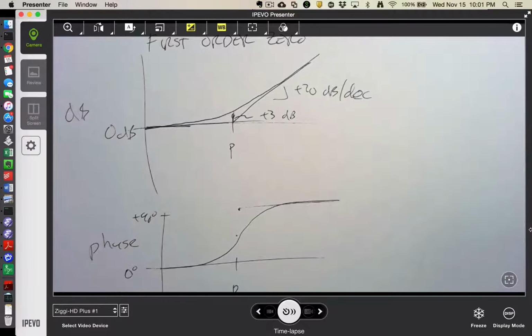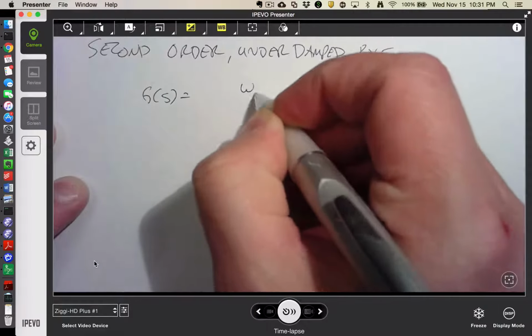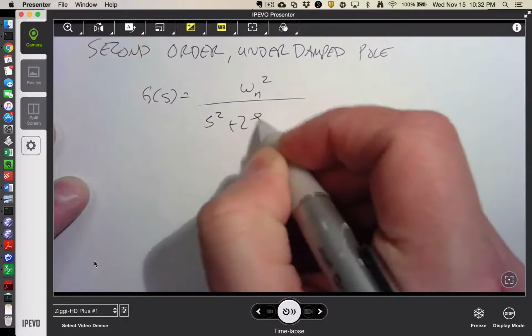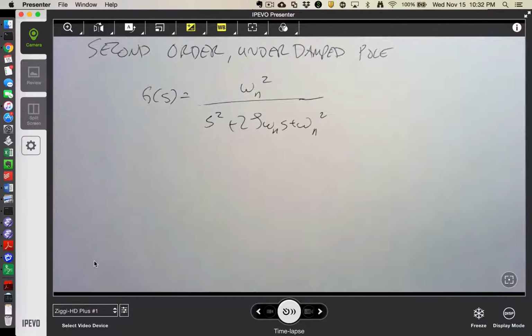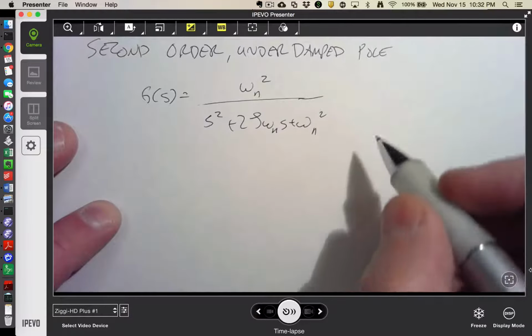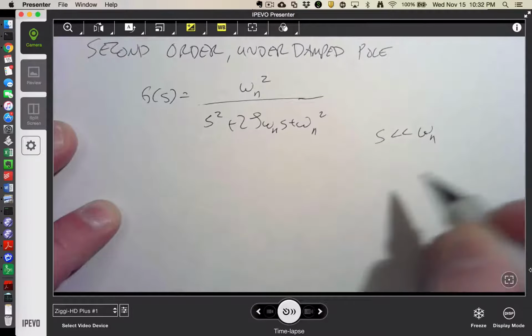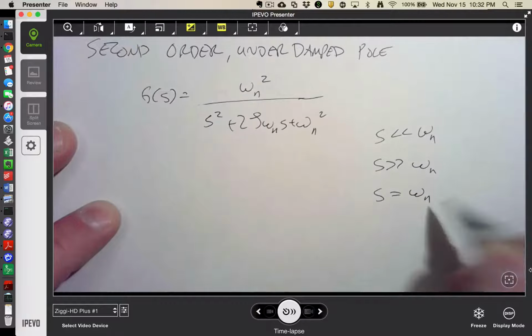Next, let's consider the second order underdamped pole. When I say second order underdamped pole, I'm talking about a transfer function of the form omega n squared over s squared plus 2 zeta omega n s plus omega n squared. We're going to plug in s equal to j omega, as we've been doing for Bode plots. For this case, though, we want to consider 3 regions. Just like before, we want to consider omega much, much less than omega n, and omega much, much greater than omega n. But we also want to consider omega equal to omega n.